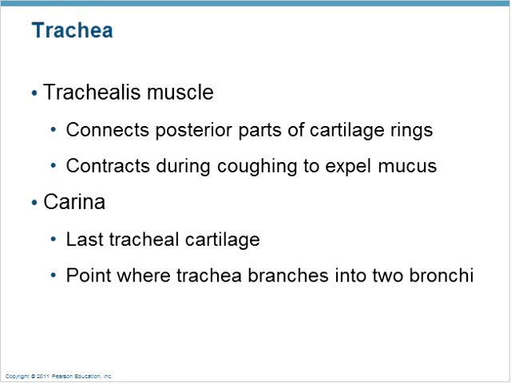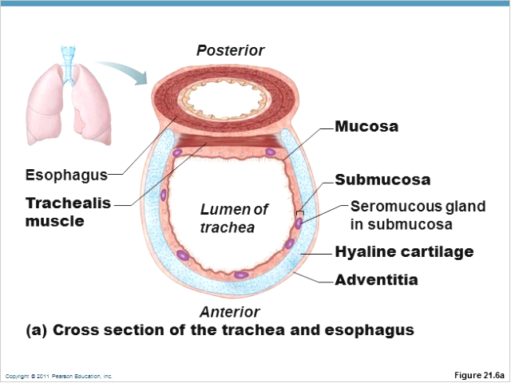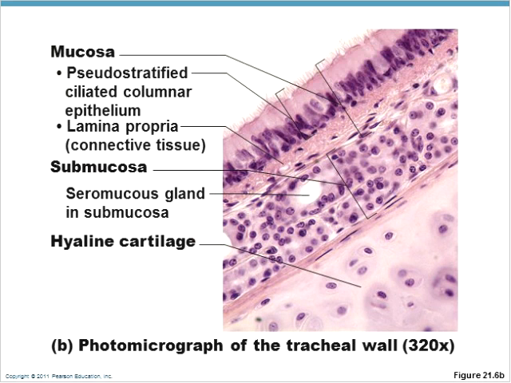The trachealis muscle connects the posterior parts of the cartilage rings and contracts during coughing, and it helps expel mucus. The carina is the last cartilage ring, or last tracheal cartilage, and it's the point where the trachea branches into the 2 main stem bronchi we'll talk about later. So we see this posteriorly, you see this muscle, there's the cartilage rings anteriorly, like I said before, they're open. You can get that feel for the mucosal inner surface, and then the submucosa, and finally the adventitial layers as we look at the trachea.